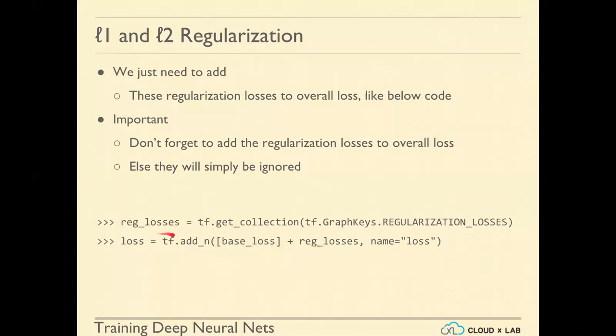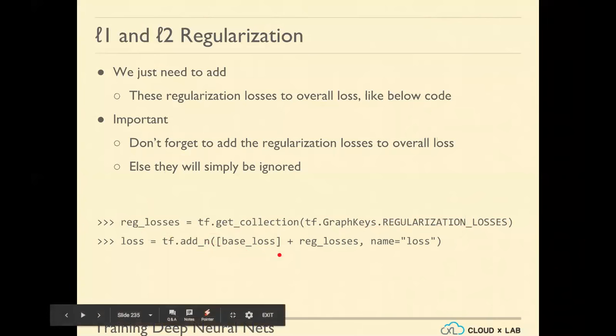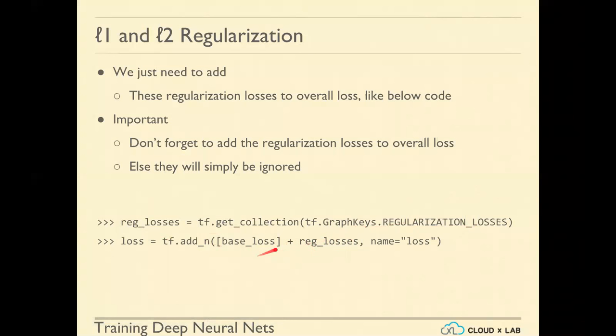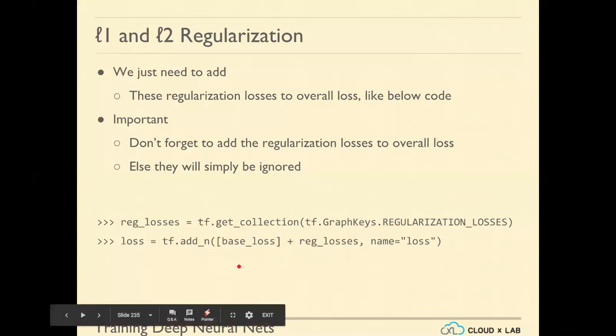And how did we find the regularization losses? By using this function to iterate over the graph: tf.get_collection, with the key being regularization losses. We are basically asking the graph to give us a collection of all the regularization losses. Then we add these losses to our base loss, and that's all. We are using the add_n function, meaning add these nodes to our base loss. So these parts are called regularization losses.